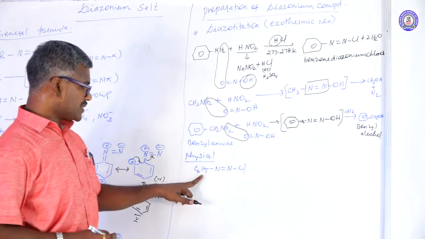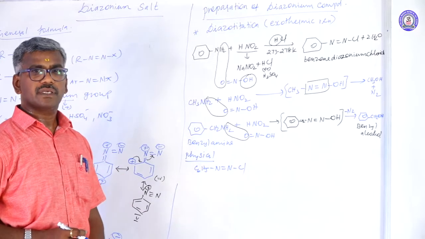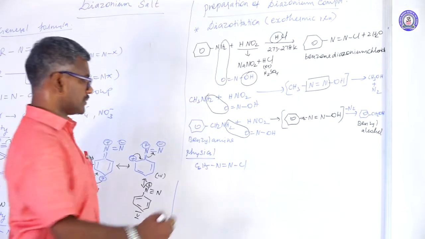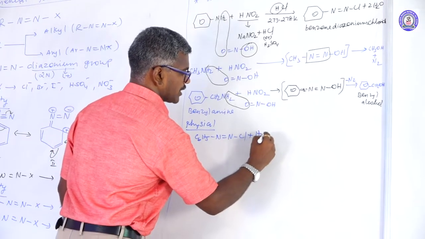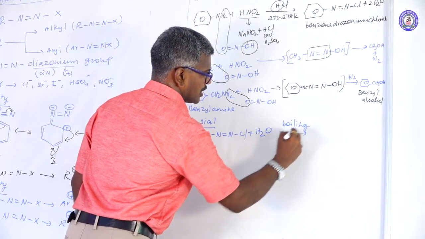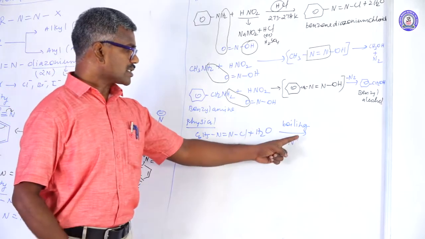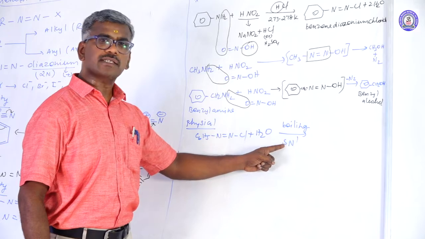This is benzene diazonium chloride, a colorless crystalline solid, readily soluble in water. In the presence of water, the key point is boiling. This reaction undergoes the SN1 mechanism. What is SN1? It is a unimolecular nucleophilic substitution reaction.